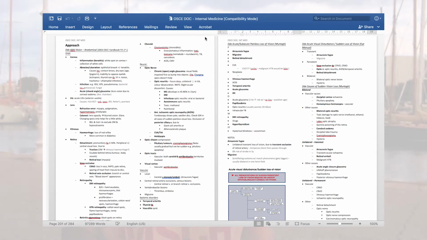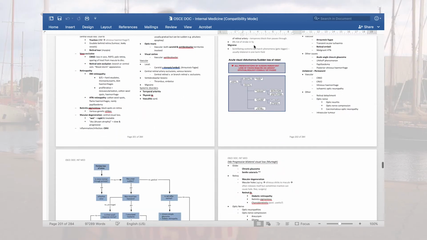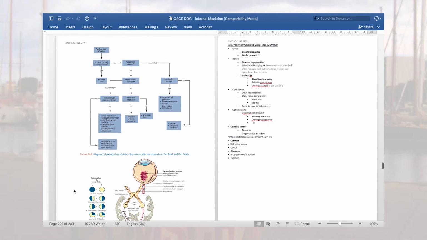The next differential list is acute or subacute painless loss of vision. I've got basically the same list next, but this time from the eye manual because they order it differently from Murtaugh's prompt. Here's an example of a picture that I found really helpful that I've included. I find visualizing the differentials that way makes it a lot easier.